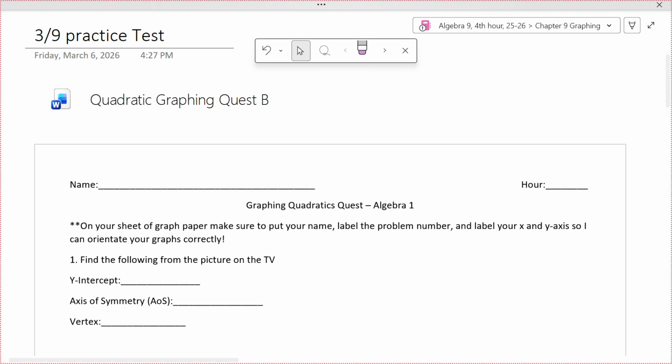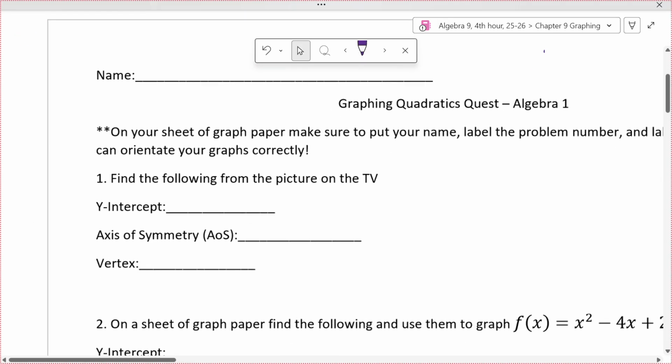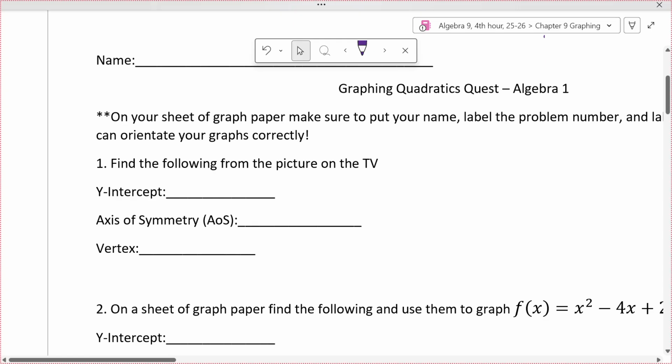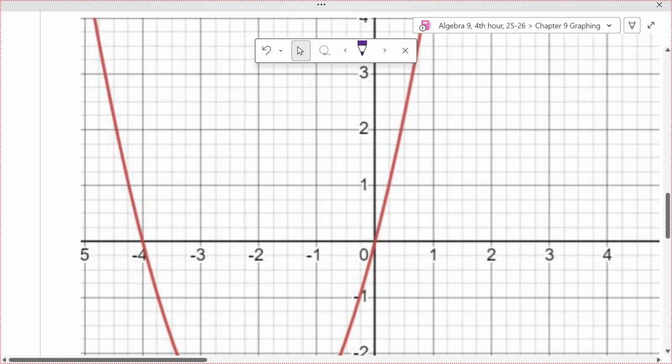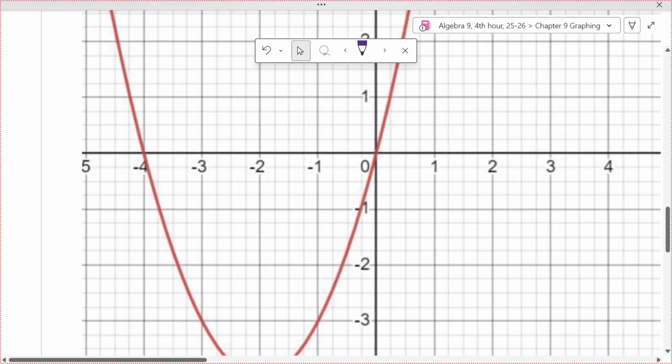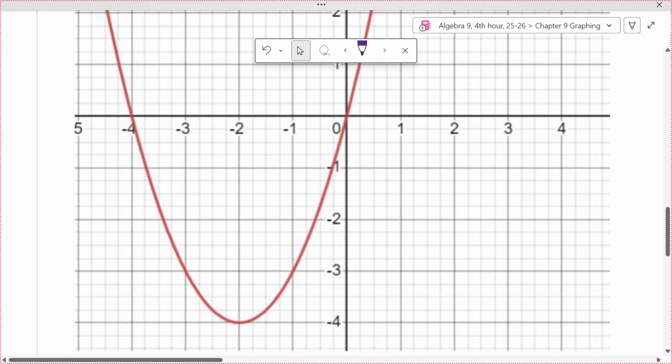This is my video going over the practice test here. So again, this question number one asks you to find the y-intercept, axis of symmetry, and vertex from the picture, which for you is on the back of the practice test. During the actual test, I'll probably put it on the TV. We'll see. Maybe I'll put it on the back.